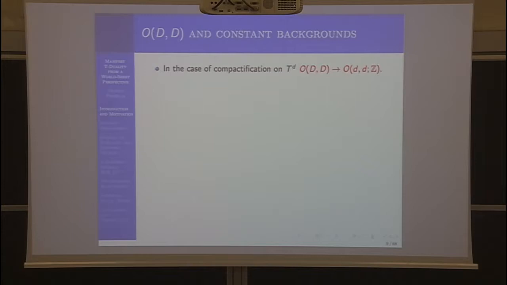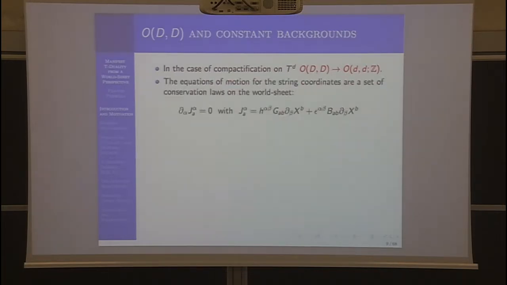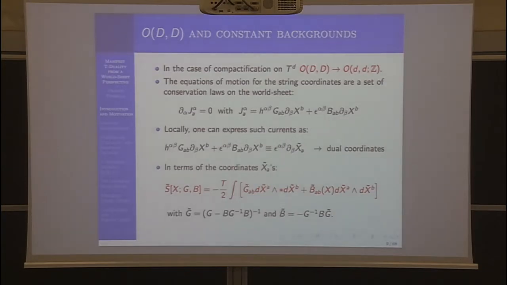In the case of compactification on a D-torus, of course, this group O(D,D) becomes O(D,D;Z), and the equations of motion for the string coordinates are a set of conservation laws on the worldsheet. So we find this expression for currents, which are conserved in the case in which we have G and B constant.